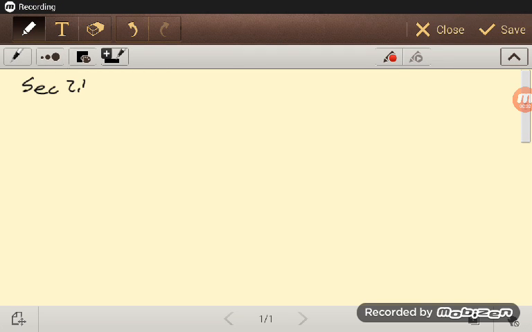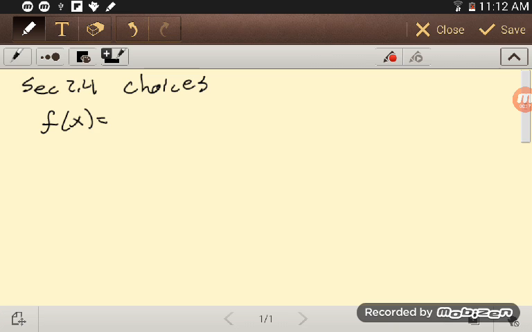Section 2.4, I'll call this choices. Okay, we're beginning to have choices because, for instance, I could have the function f of x is 1 over x squared plus 1, something like that. And if I need to take its derivative, now all of a sudden I have a choice.